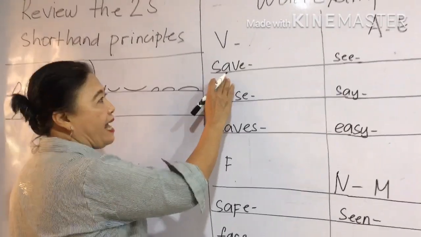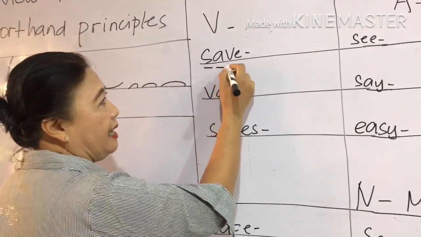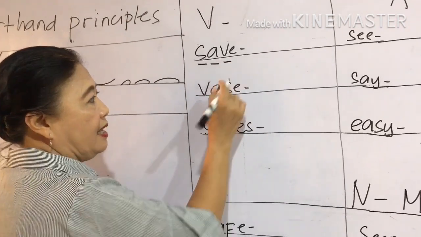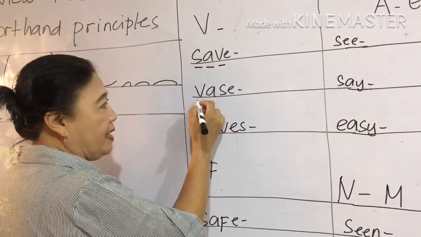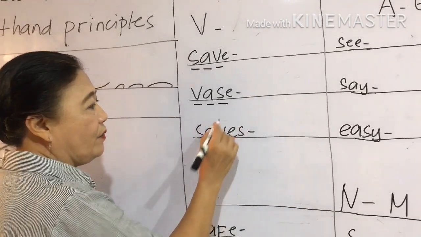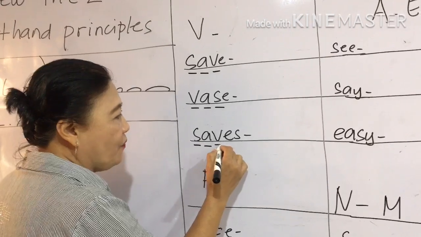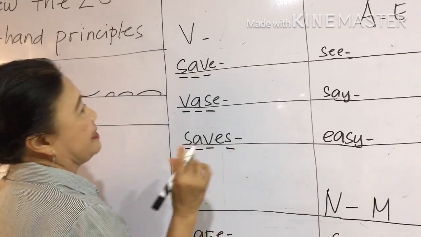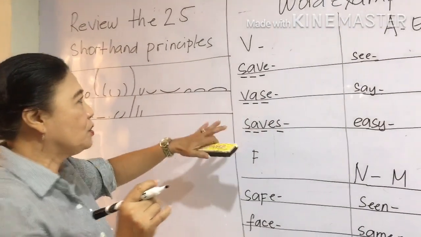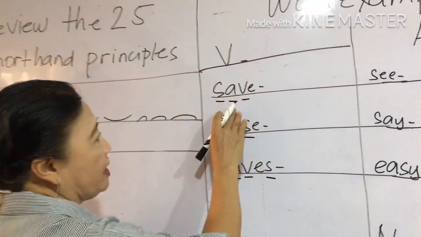For the word save, we identify letter S, letter A, and letter V. For the word vase, we have V, A, and S. For saves, we have S, A, V, and S. We have to combine those strokes. So let us try to write the shorthand stroke.